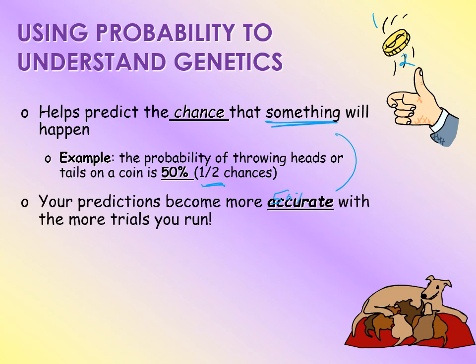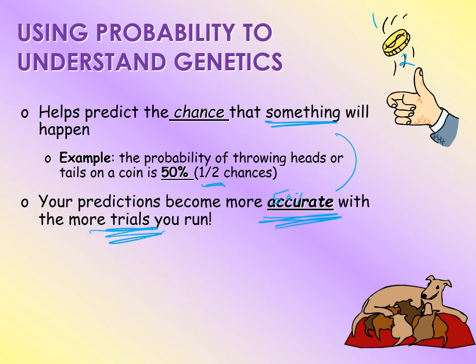The thing is that you don't always get 50%. If you flip a coin 10 times, am I only going to get 5 heads and 5 tails? Probably not. I need to flip it a whole bunch of times. My predictions are going to get more accurate when I use probability the more trials that I run.